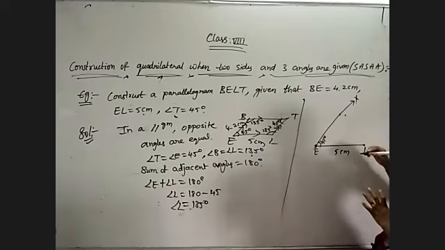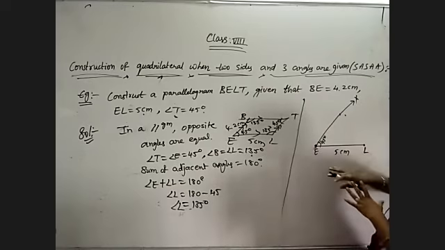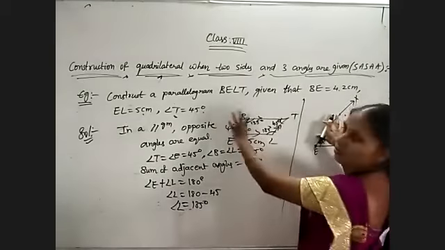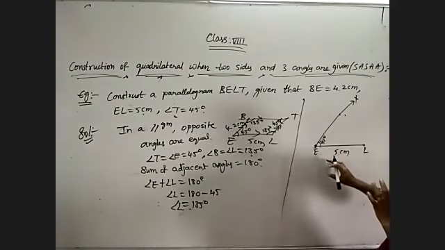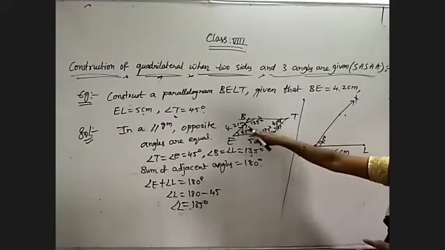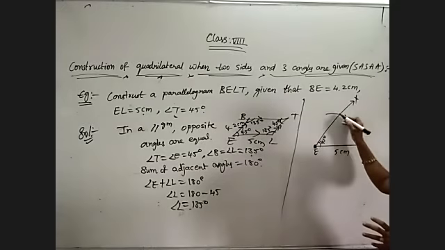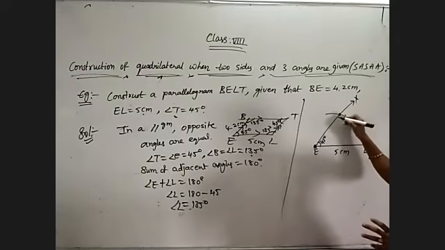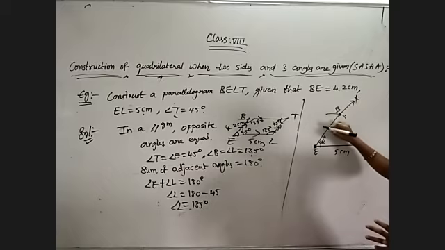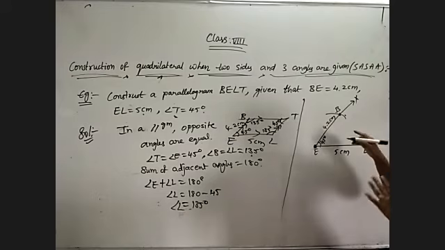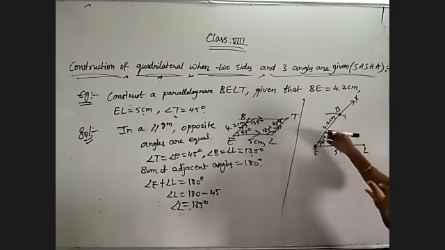Now, leave this side angle, and this side we also know is 4.2 centimeters. So take your compass and set the radius to 4.2 centimeters. With E as center, draw an arc which meets the ray EX at B. When we draw the arc with 4.2 centimeters, now I have got 3 vertices. Now coming to the next.